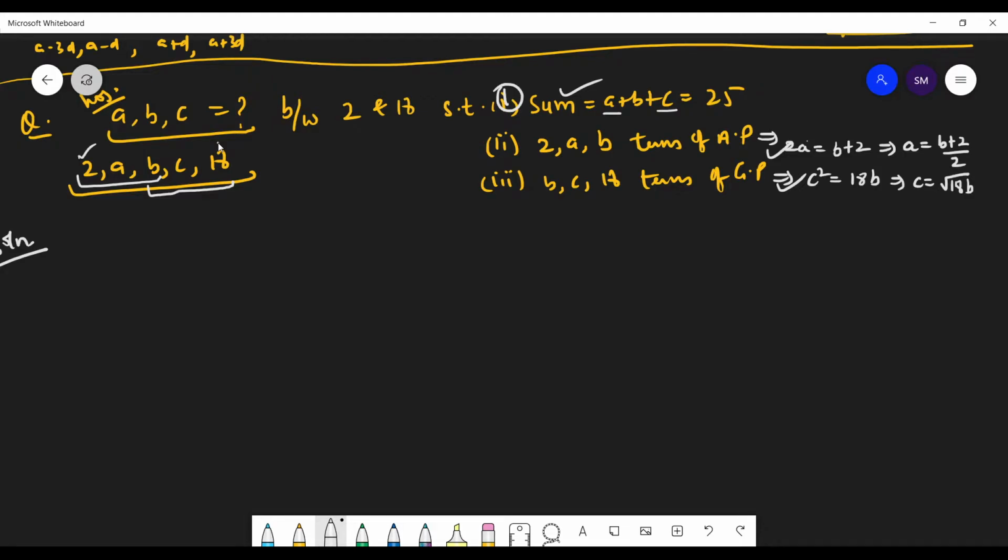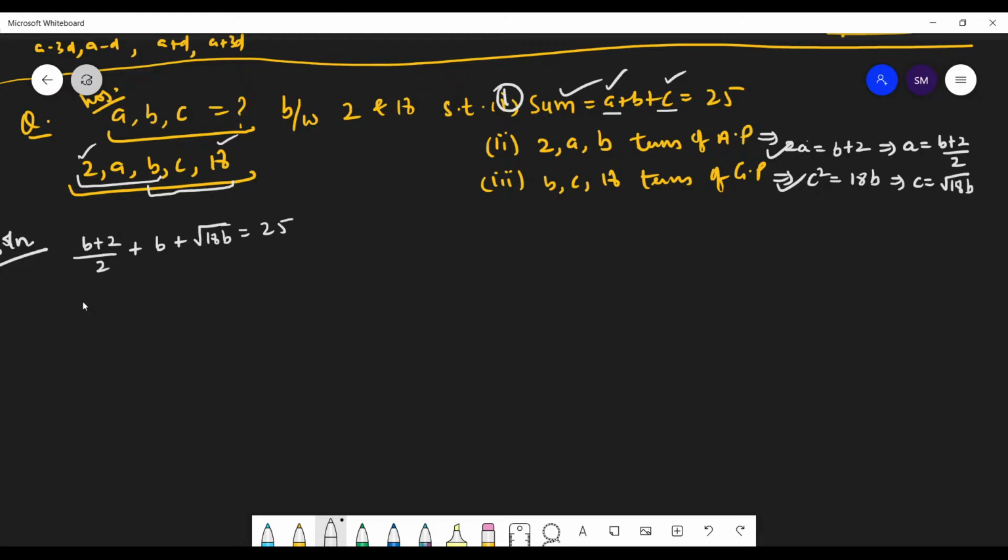So what do you get, students? Put these values of A and C here. What do you get? B plus 2 by 2 plus B plus under the root 18B is equals to 25. Okay. So now you have an equation in one variable. You can solve it out. So B is your variable.